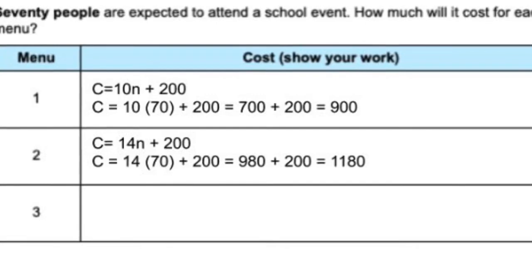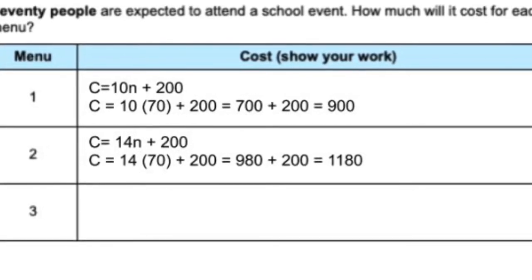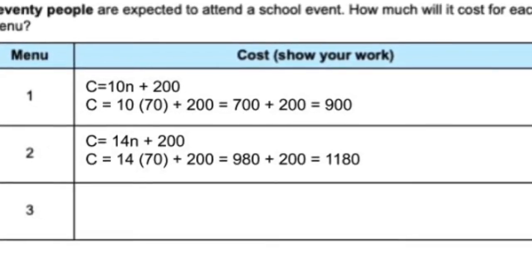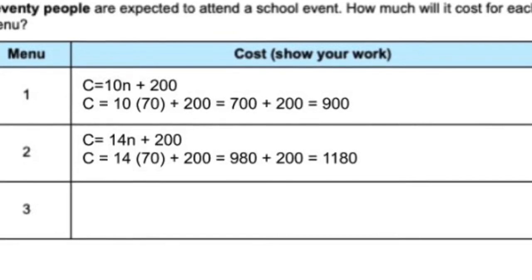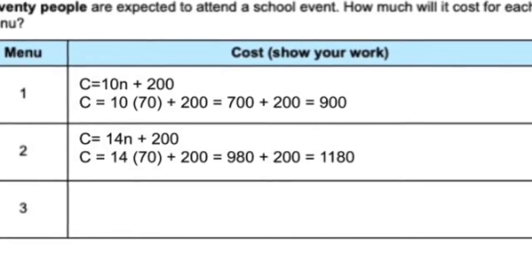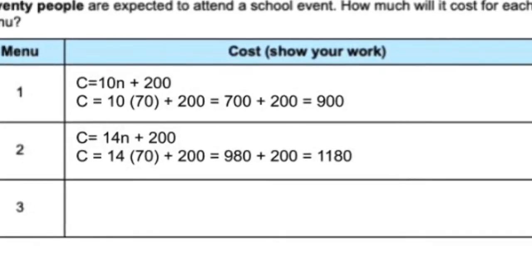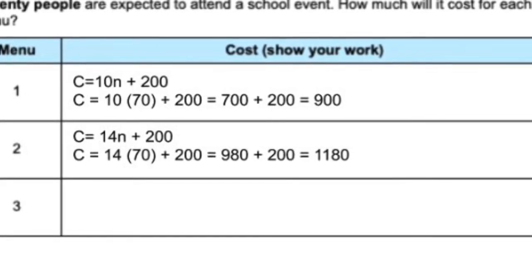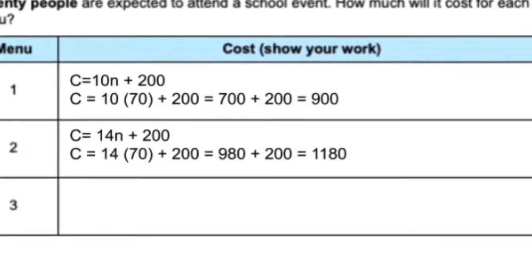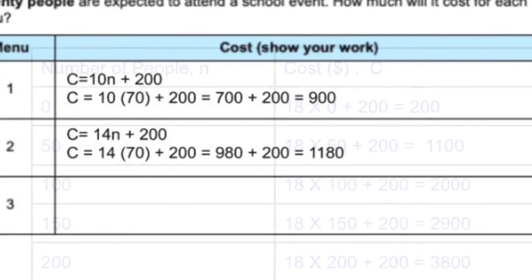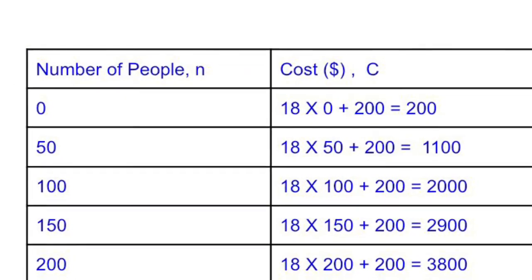For menu number 2, the equation is C is equal to 14n plus 200. So we would need to do 14 times 70 plus 200, and that would give us 1,180.